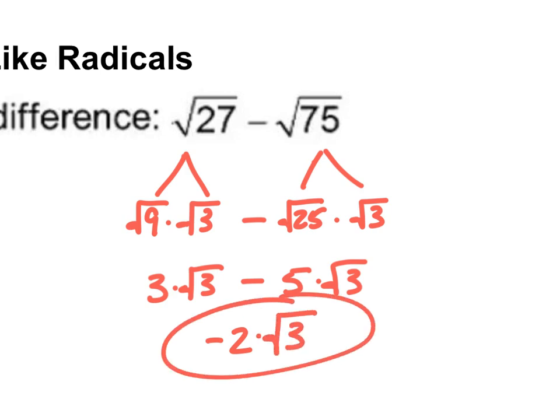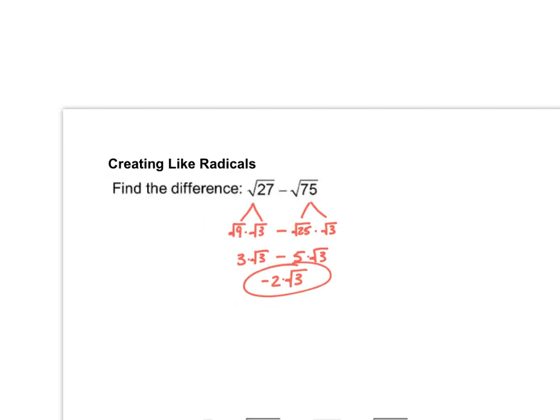That's my answer. But you have to look for, okay, what would my like radical be? As long as you simplify these down as much as you can, you'll get like radicals, or sometimes you won't get like radicals. We'll look at a couple other examples, but you have to start dividing it into numbers that you can take the square root of. Okay, so use perfect squares when you're simplifying.